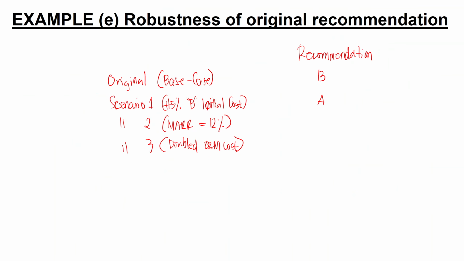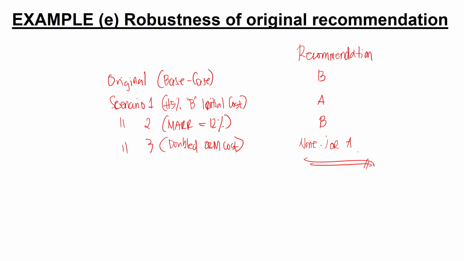And then when the MAR was increased, the present worth of both A and B actually decreased. However, the one with the highest present worth was still recommendation B. But when the doubled O&M cost was applied, the recommendation can be none, or at least alternative A.